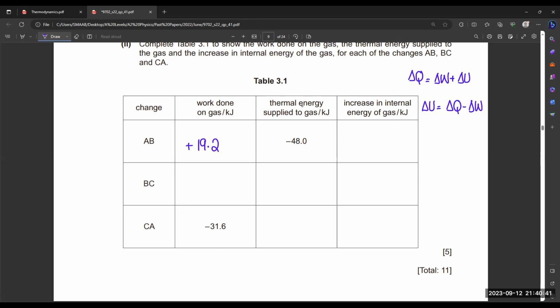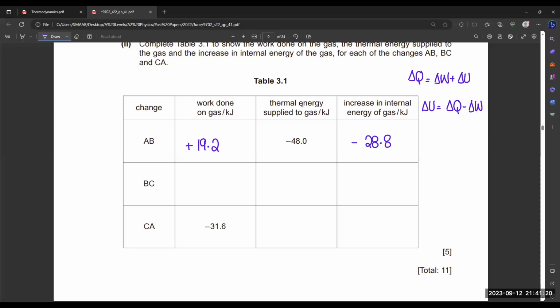We know that thermal energy is negative. So minus 48 minus 19. Basically, work done will be subtracted on the other side. So we have to subtract the values, and you will get the remaining part as internal energy. Right? Any confusion? No.